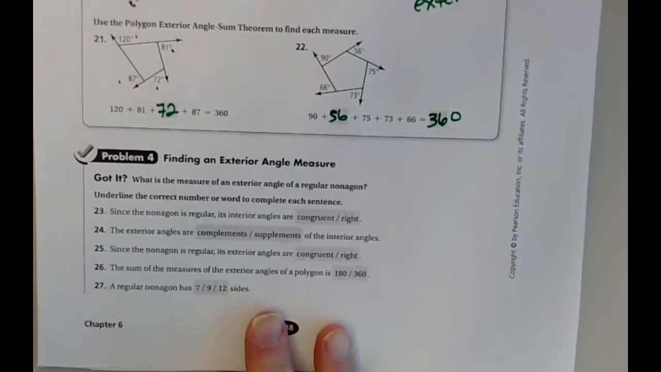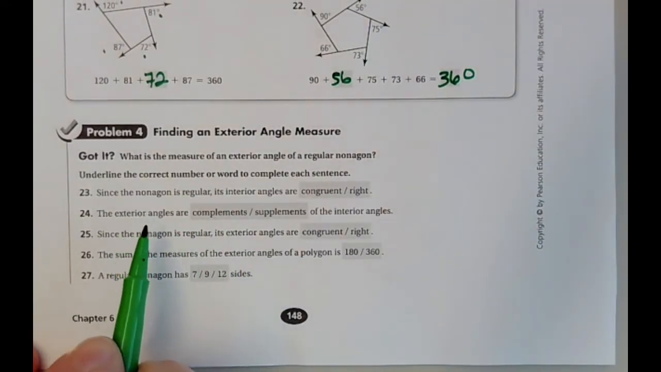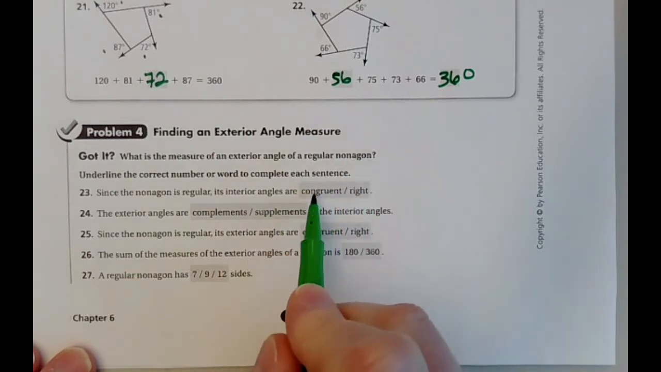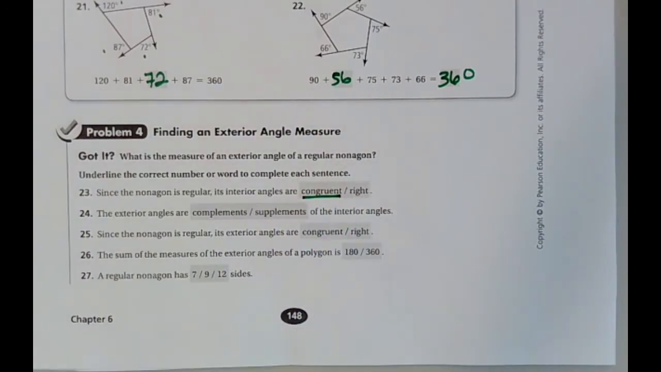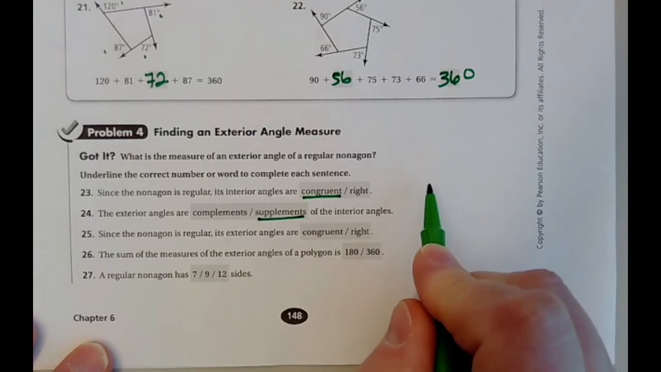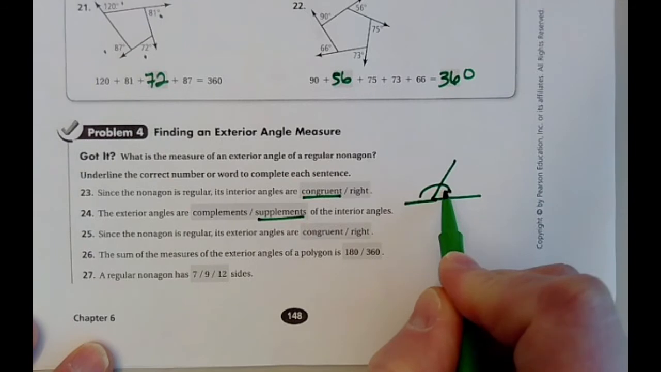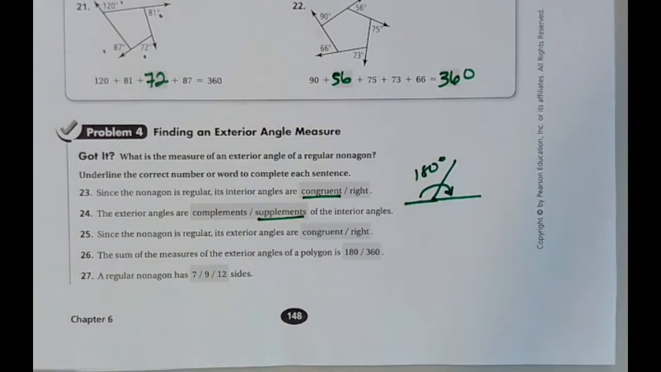Okay, we're almost done with this video because it's getting a little long, so I'm just going to finish a couple problems. Since a nonagon is regular, its interior angles are congruent. The exterior angles are supplements of the interior angles, because if we have an angle here and then that exterior angle, these add up to 180 degrees, which means they are supplementary. Since a nonagon is regular, the exterior angles are also congruent, and you would take 360 divided by 9, which would be 40.